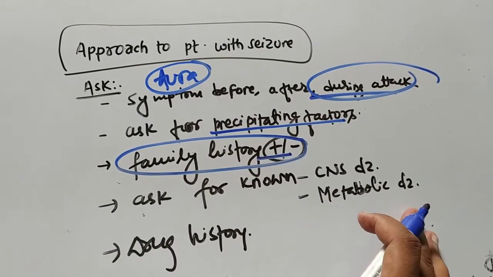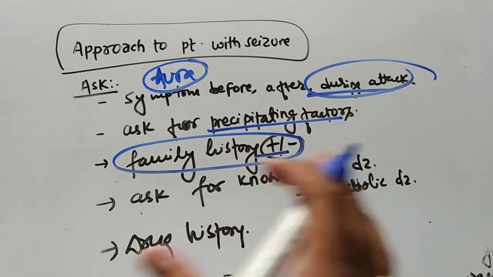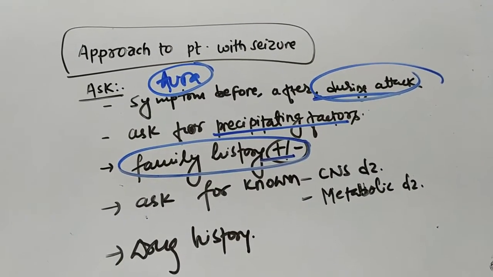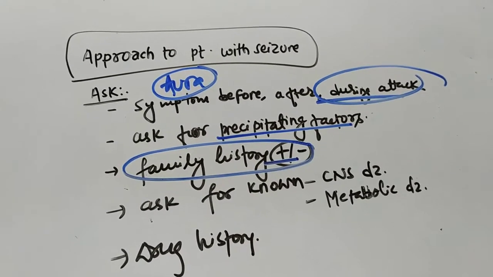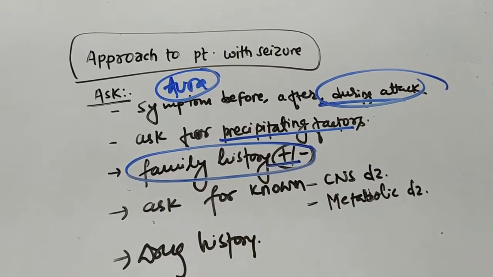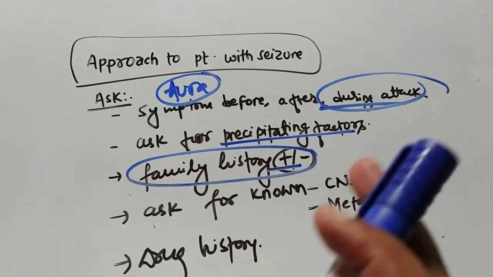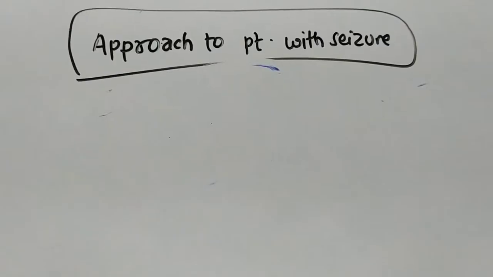Also ask for any known CNS disease the patient is having, or any known metabolic disease the patient is having. And take the drug history, whatever drugs the patient takes, so that you can rule out whether the seizures are due to a drug or not. So these are the things you should ask the patient.